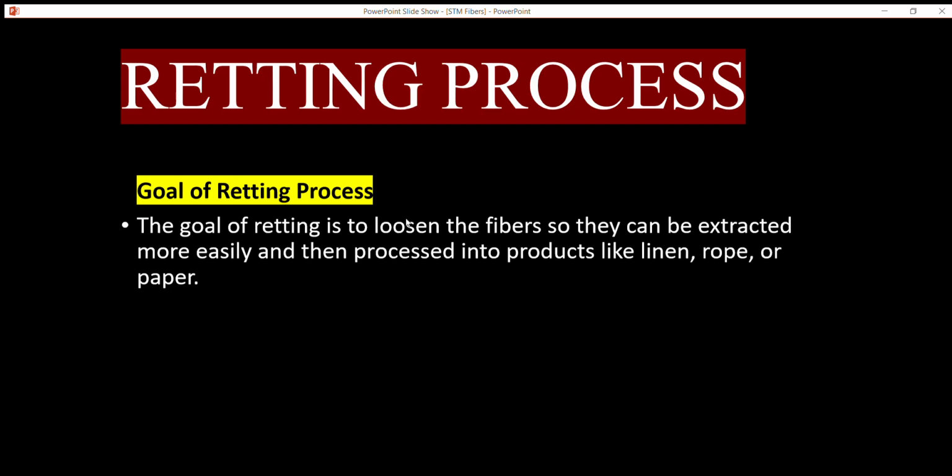Further we have also discussed the different types. First is water retting. Second, we have discussed dew retting, that is dependent on rain. Third, we have discussed chemical retting, it is less eco-friendly. And the fourth, we have discussed enzyme retting, that is a comparatively eco-friendly process.